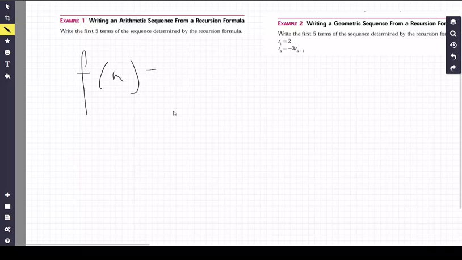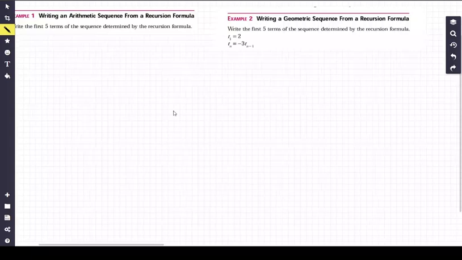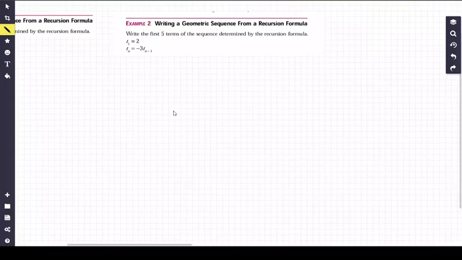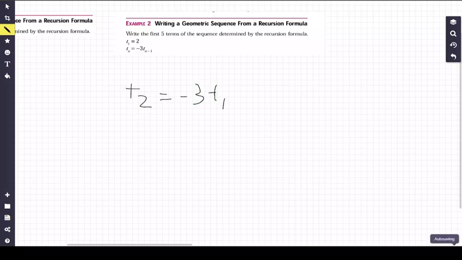So let's move on to geometric sequences. Note the difference: a geometric sequence is multiplied by a factor, and an arithmetic sequence is adding a factor, just so you know. Just go ahead and do pretty much the same thing for this. We notice that t2 is related to t1 in terms of negative 3 t1. Essentially, we're going to multiply the term before it by negative 3.